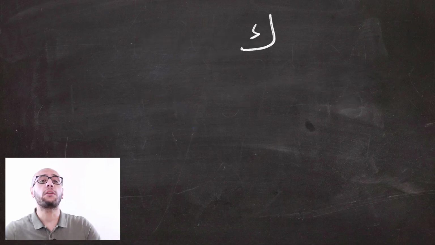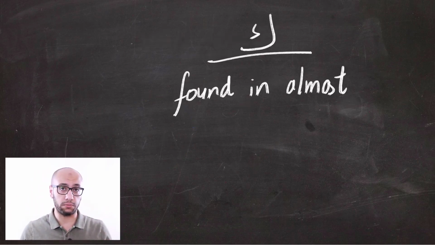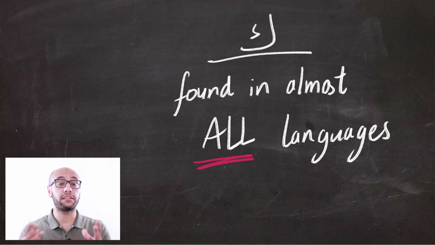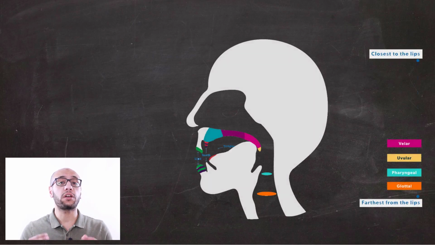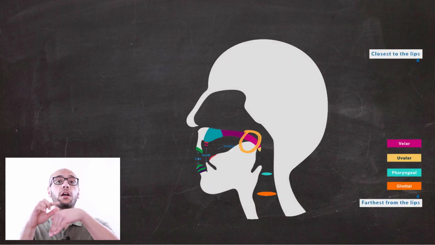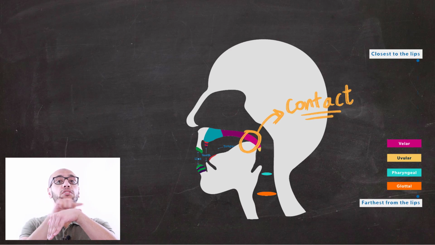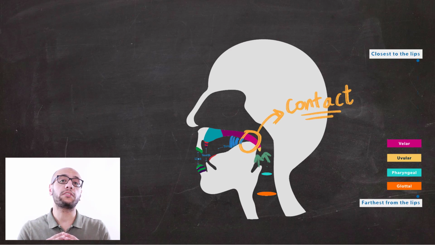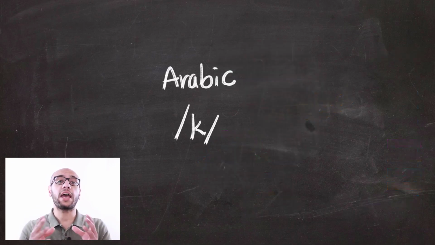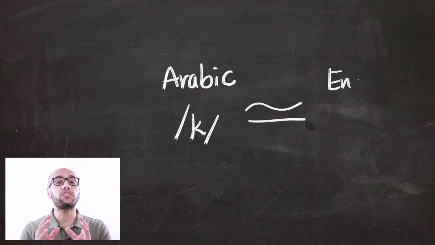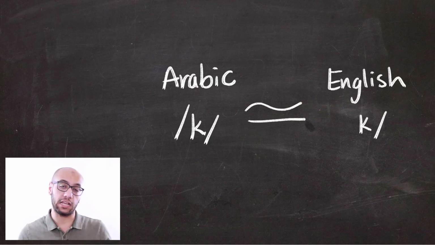K sound is found in almost all languages across the globe. All kinds of languages contain K sound, and it is also found in English. And it is produced through the contact made by the back raise of the tongue against the soft palate, which is the soft part of the roof of your mouth. We talked about the position of the palate and how you can locate it in your mouth in the last video, so make sure you check that one out if you haven't done that already. So the K sound in Arabic looks so similar to the K in English.